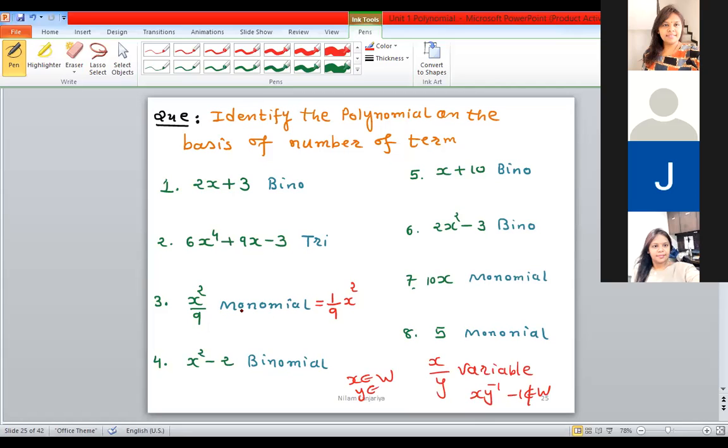Variable, a constant like 1, 2, 3, 4, any numbers. Variable means x, y, z, anything.